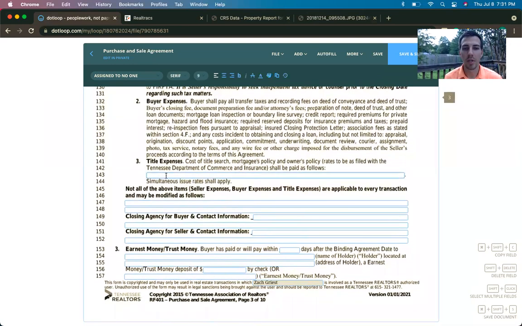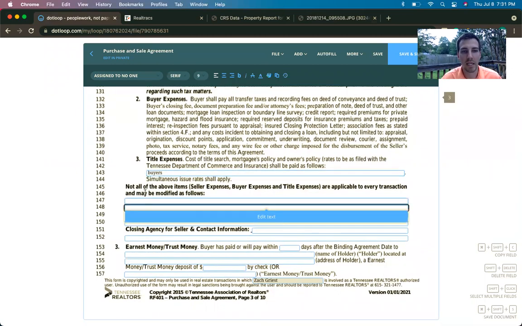Line 143, you will want to put who is paying for the cost of title search, mortgagee's policy, and owner's policy. Now, in a hot market like this, I'm seeing a lot of buyers paying for this. This is a negotiable point. So the sellers or the buyers need to go here because somebody's paying for this and you need to determine who. So this is negotiable.